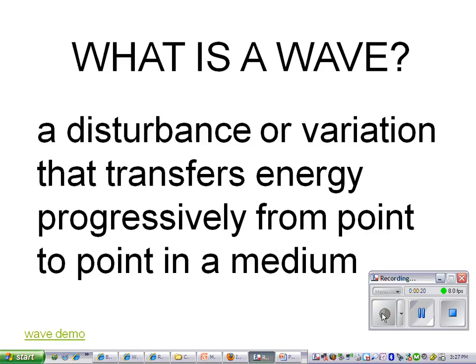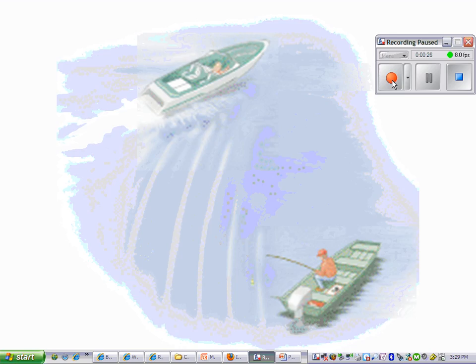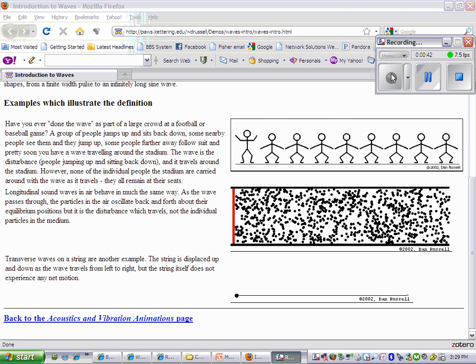It's a disturbance or variation that transfers energy progressively from point to point in a medium. A good example of that is when a motorboat travels along and leaves a wave behind, energy is transferred from the motorboat to other boats, like this fisherman here out on the lake. Here we're showing transfer of energy.